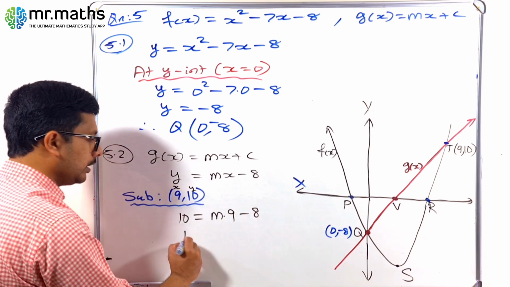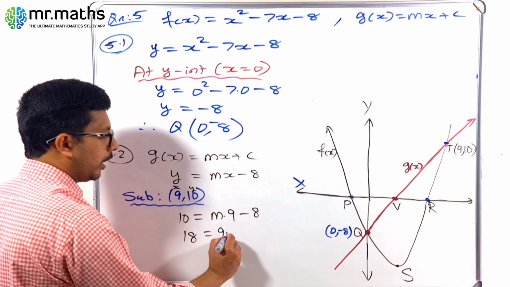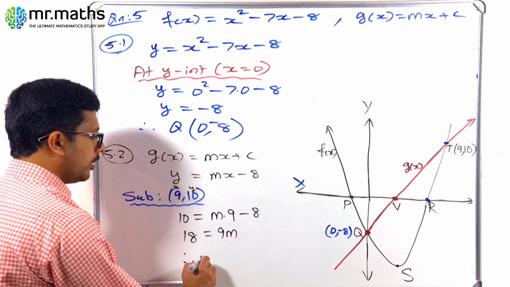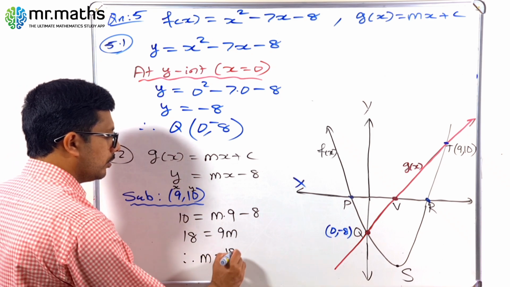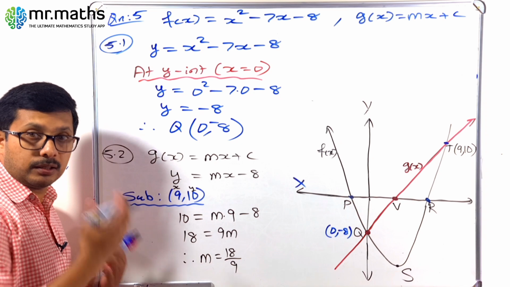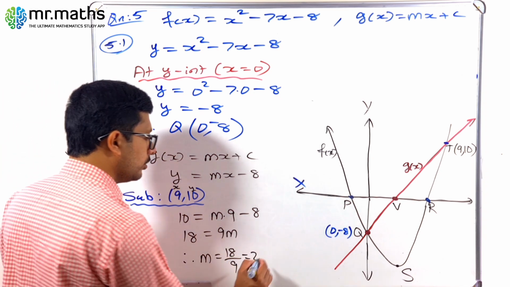So 10 plus 8 is 18, which is equal to m into 9, that is 9m. So what is m? Therefore m is 18 divided by 9, or both sides divided by 9, the small class method. So 18 divided by 9 is 2.